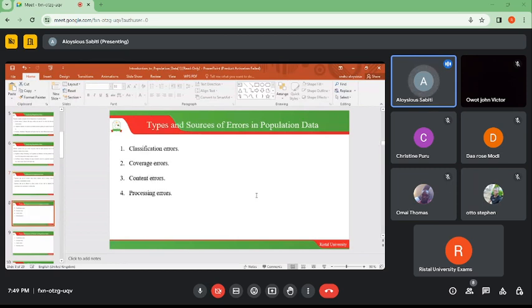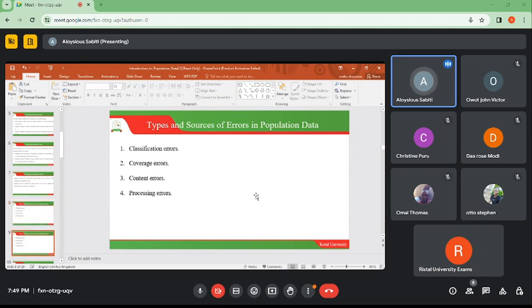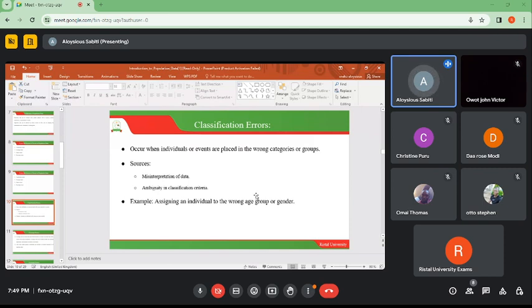We now want to understand some of the types and sources of error, especially in population data. We're looking at four main sources of error in population data: one, classification errors; two, coverage errors; three, content errors; and also processing errors. We want to understand what each of them means.